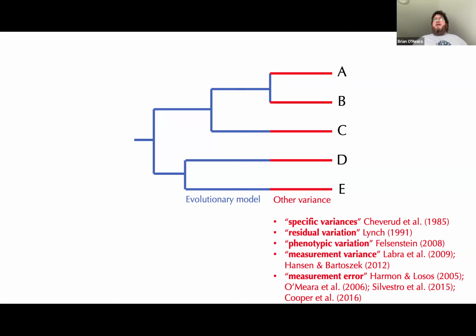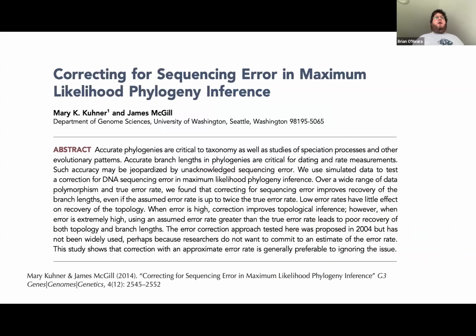So one specific variances, one residual variation, phenotypic variation, measurement variance, measurement error. Okay? And so people have studied how to deal with this. So Kuhner and McGill had a paper over a decade ago looking at this in phylogeny inference, right? Because there you have sequencing error. When you get your sequences back from the sequencer, it gets a little wonky at the tips. There's some error rate, and so there's an error with sequencing. And so how do you handle that?